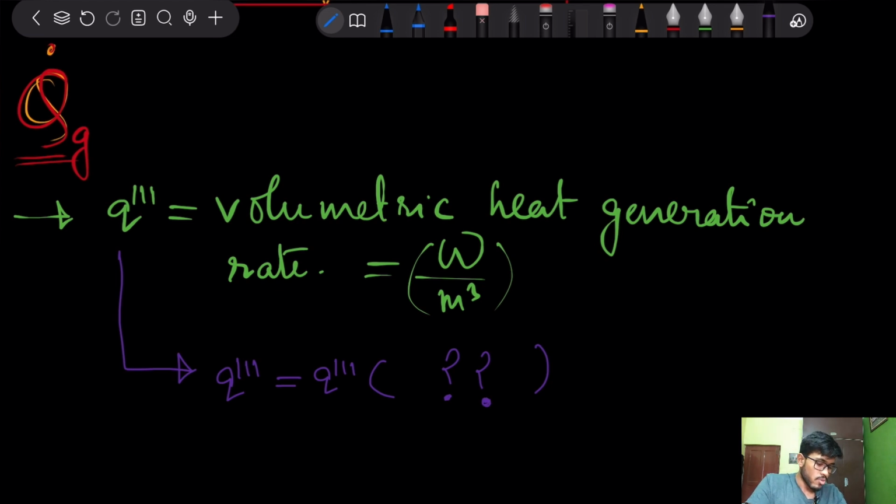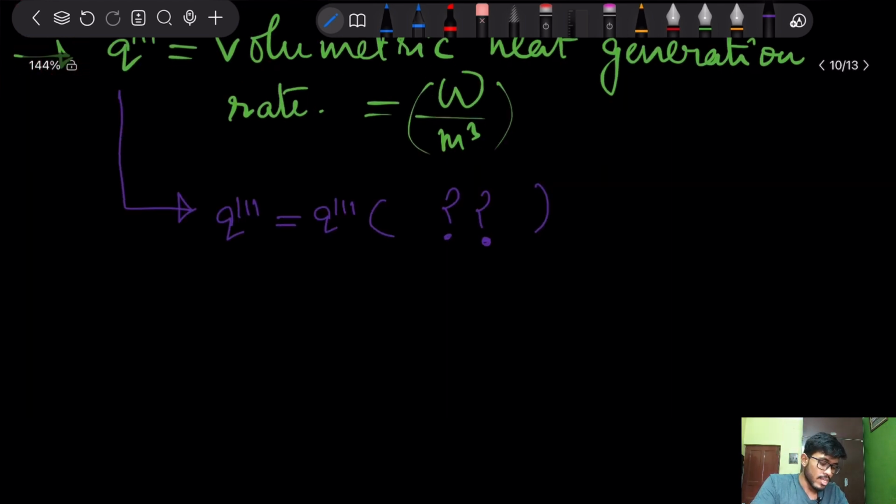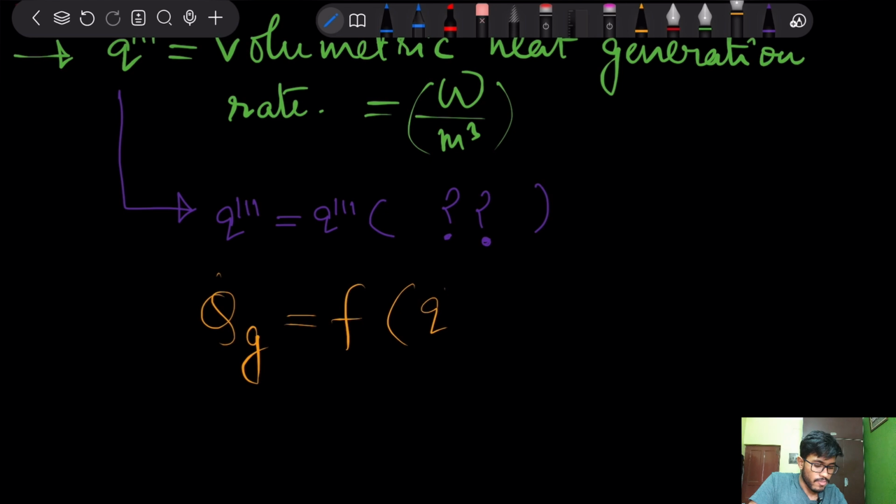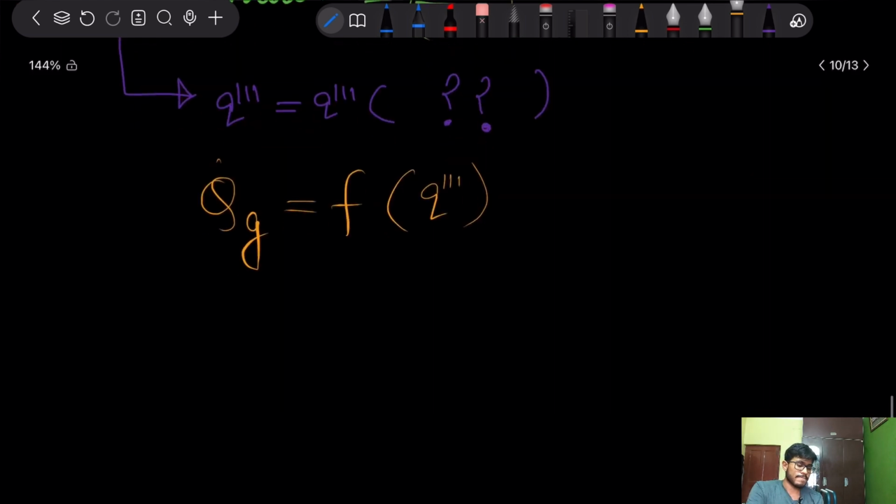Now, q triple prime is volumetric heat generation, that means it is the heat generation rate per unit volume. If you know this, then get an expression of q dot G as a function of q triple prime. That is very easy. The answer lies in the definition of this q triple prime. So you must be able to do this, right?